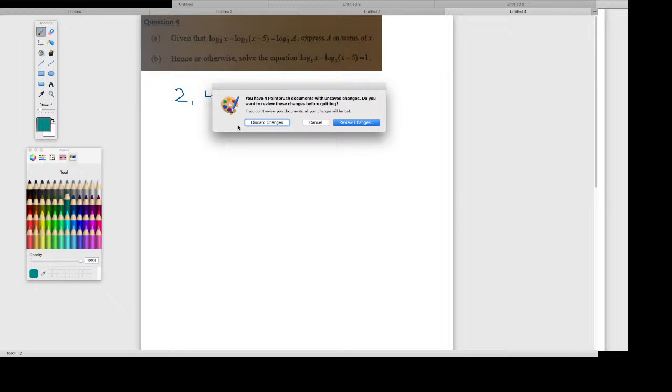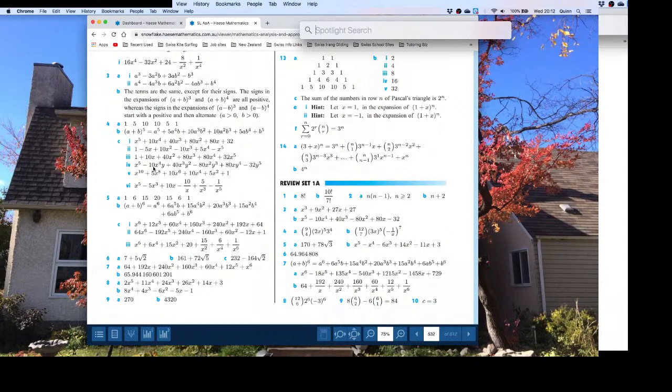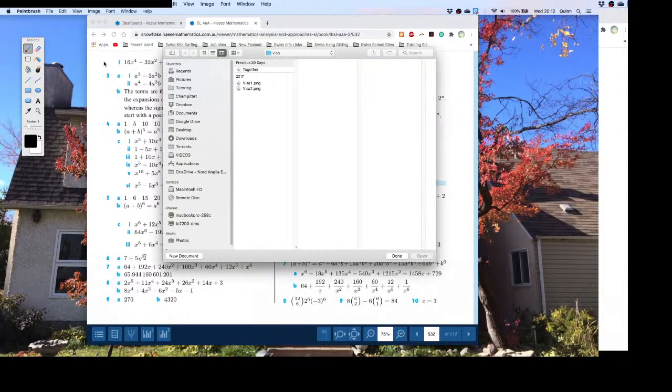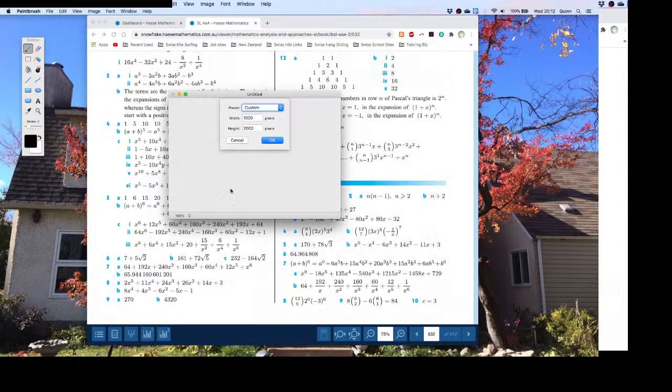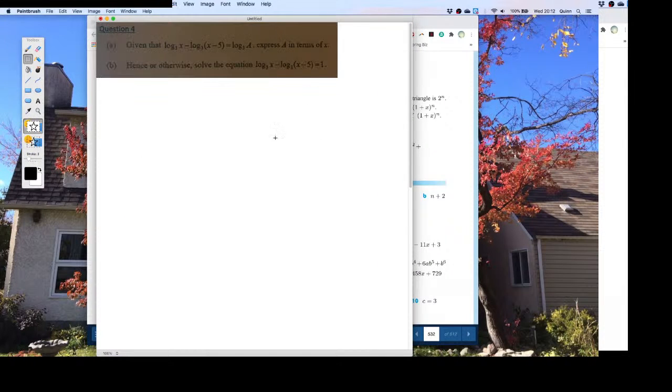Just give me a second. I'm just going to start my paint program again. I'm using my old computer, so this is why it's really sketchy. Okay, just one more thing.